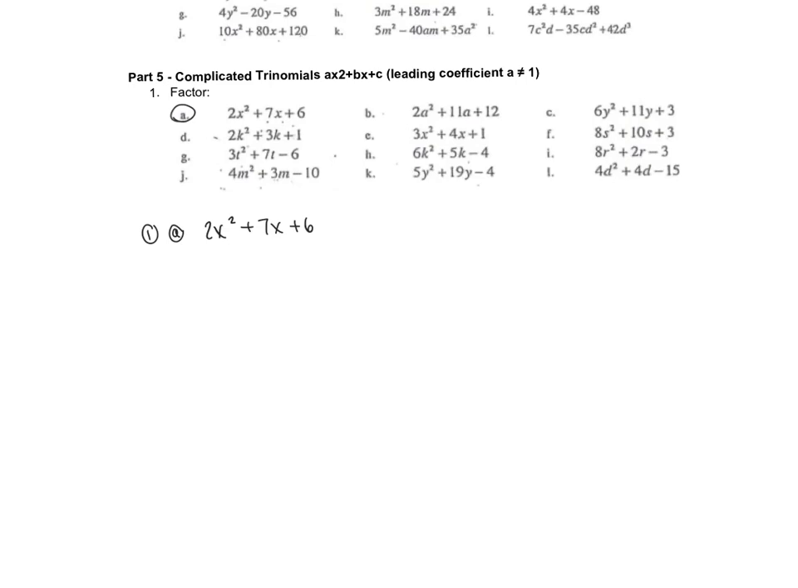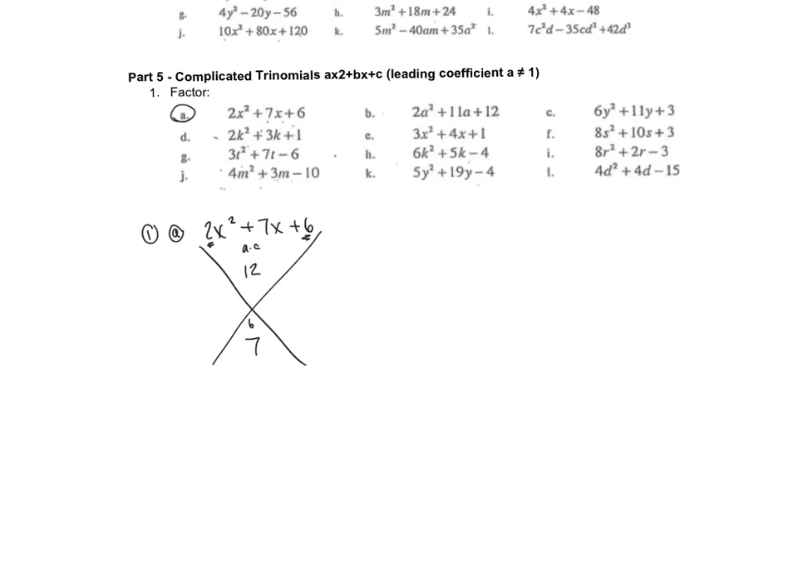There are a lot of different methods of factoring out there. Find a method that works for you, but this is what I do. So I make an x, and on top of the x I put a times c. So the a value is 2 times the c value is 6, which is 12. Always a times c in the top, always the b value in the bottom.